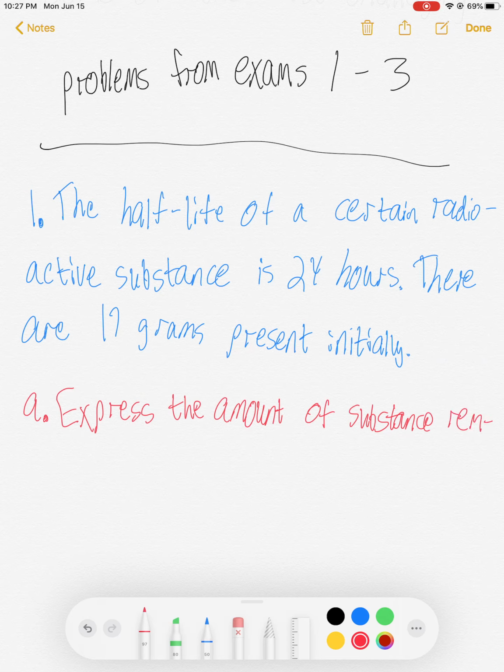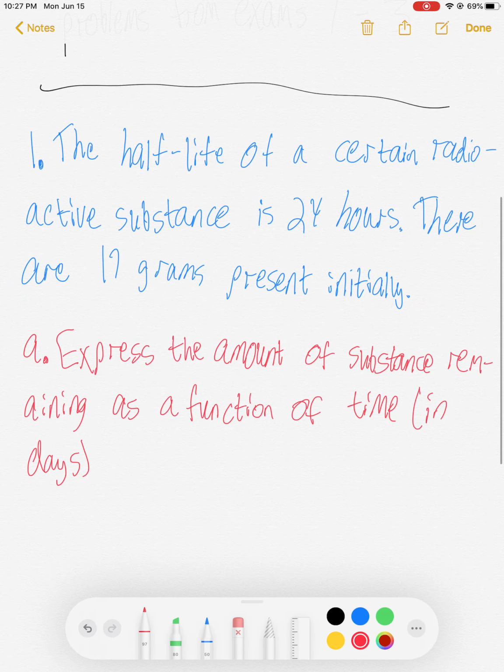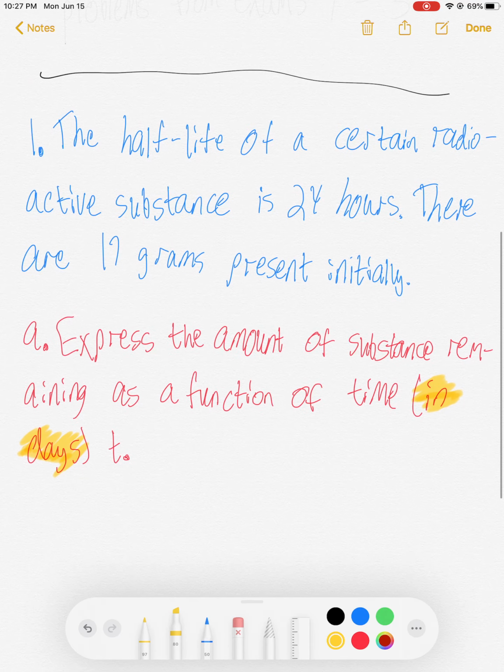We've got 2 parts to this problem. I think that the first part will probably be a bit more challenging, but we'll see. Actually, I think they'll both be fairly straightforward now that I think about it. Part A asks us to express the amount of substance remaining as a function of time, and this is going to be an important detail, in days. Okay, so they want time to be in days, and we're going to call that t.